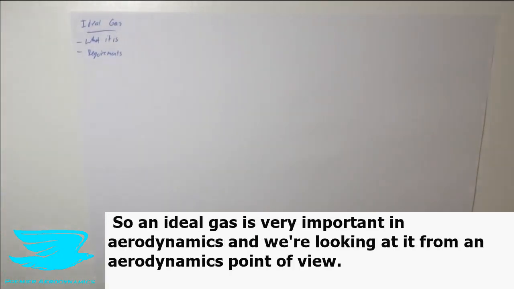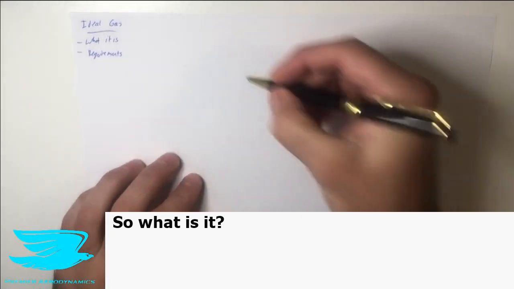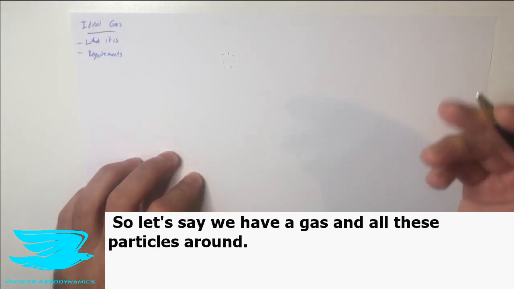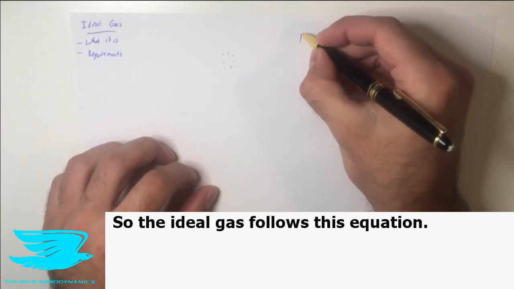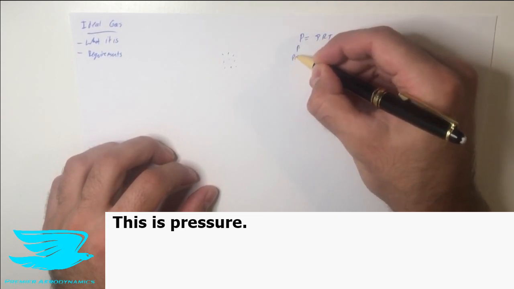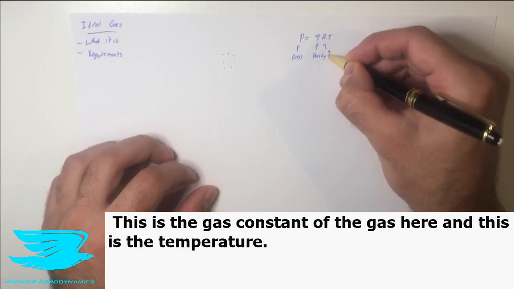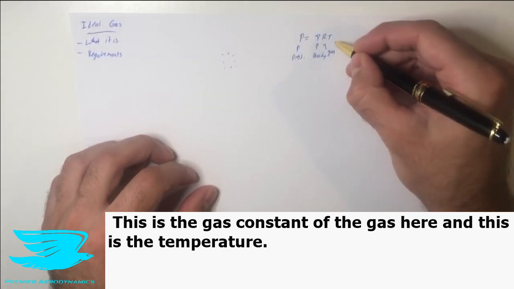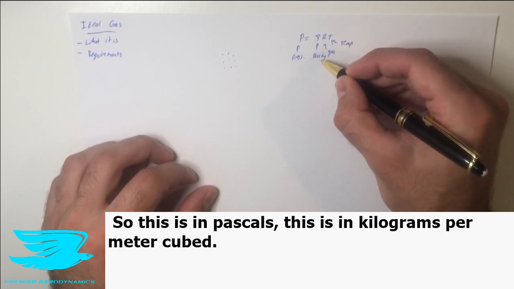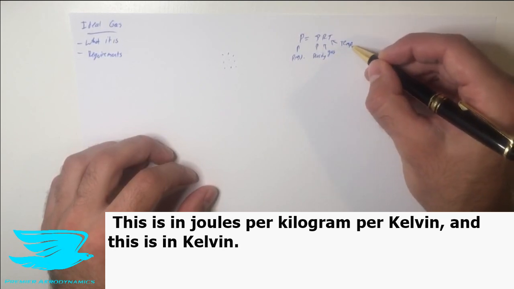So the ideal gas is very important in aerodynamics, and we'll be looking at it from an aerodynamics point of view. So what is it? Let's say we have a gas and there are all these particles around. The ideal gas follows this equation: P equals rho R T. This is pressure, this is density, this is the gas constant of the gas, and this is the temperature. This is in pascals, this is in kilograms per meter cubed, this is in joules per kilogram per Kelvin, and this is in Kelvin.